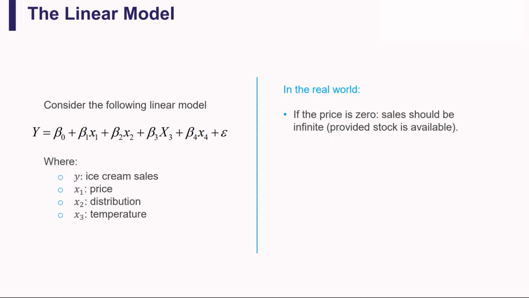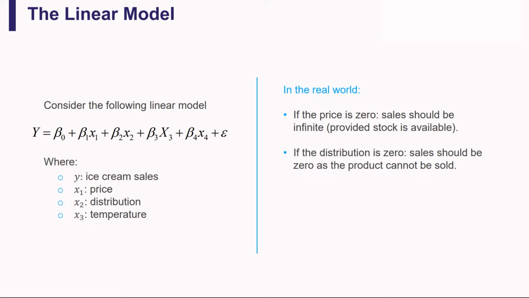This is actually counterintuitive. Distribution. What happens if your product is not at all distributed, where ice cream is not available anywhere? You would expect that your sales will fall to 0. This is actually not the case in this equation, because if you replace distribution by 0 in this equation, you still have some kind of sales. What happens if temperature decreases a lot? Your sales will become negative. So this equation doesn't really help me understand and model how consumers behave in real life. And that's where linear models fail.